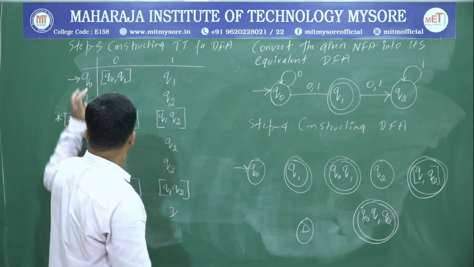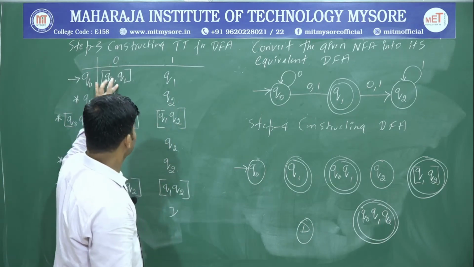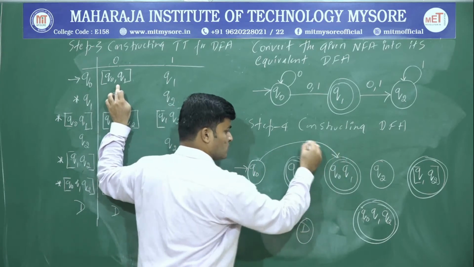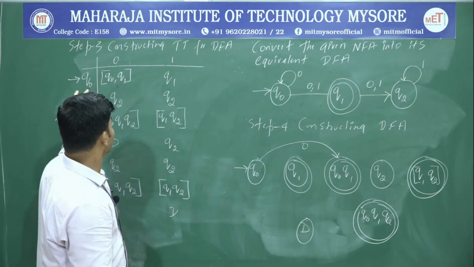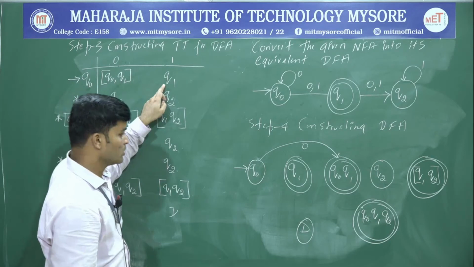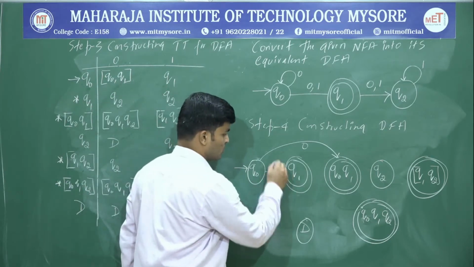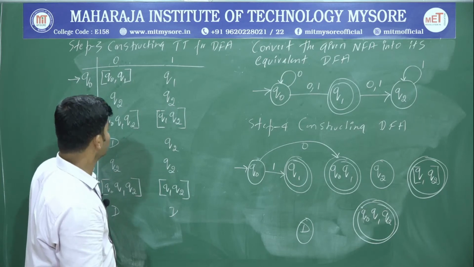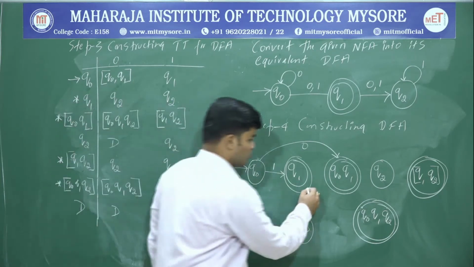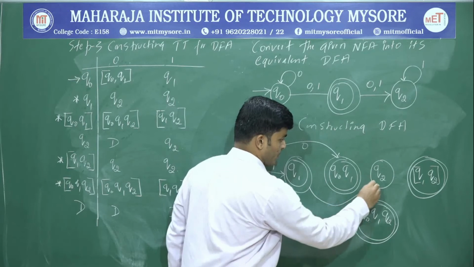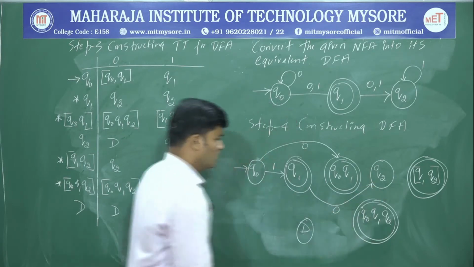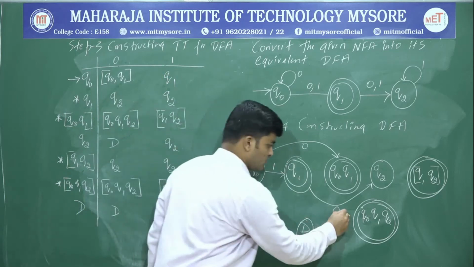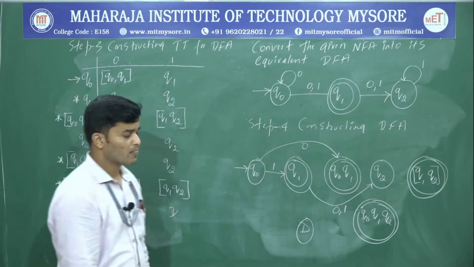Okay. So what is Q naught upon 0? Q naught upon 0 is Q naught Q1. What is Q naught upon 1? Q naught upon 1 is Q1. So now go with Q1. What is Q1 upon 0? Q1 upon 0 is Q2. What is Q1 upon 1? Again Q2. You can write 0 comma 1.